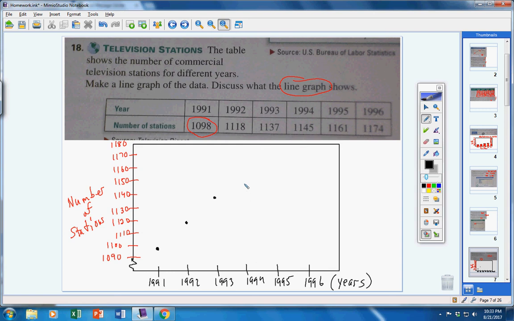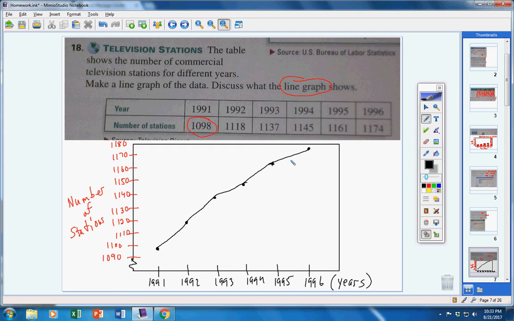So that'd be about right in the middle between 40 and 45. 1,161. That's barely above 60, so about right there. And then 1,174, so about in the middle, about right there. Okay. So your line graph would start right here. And there it is. Okay. Not perfect, but definitely doable.